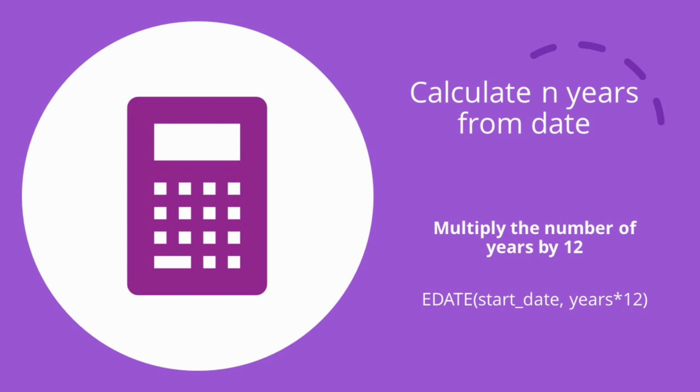The modification is only in case of the number of months argument. What you simply have to do is input the number of years in place of the number of months and multiply the number of years by 12. So you will get the number of months and the rest of the things remain the same. Let's go into Microsoft Excel and learn how we can calculate n years from the date.